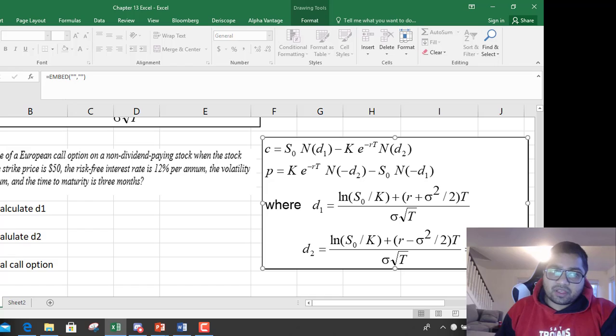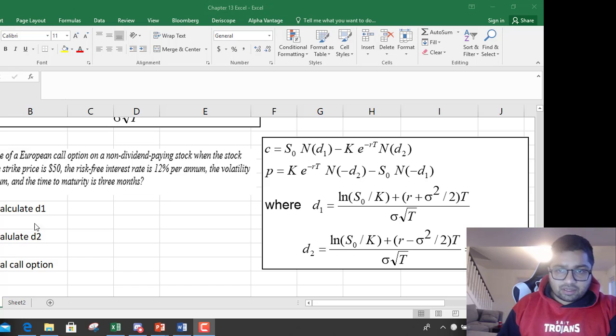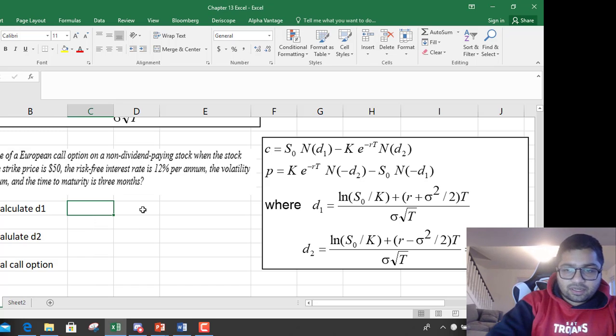So let's discuss what is the price of European call option on a non-dividend paying stock when the stock price is 52 bucks, the strike price is $50, the risk-free rate is 12% per annum, the volatility is 30% per annum, and time to maturity is 3 months. So we are going to use these formulas to calculate. Let's calculate D1 first.